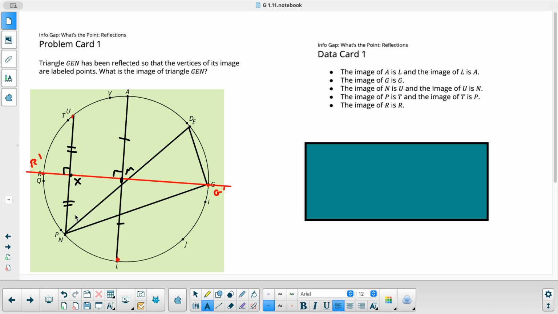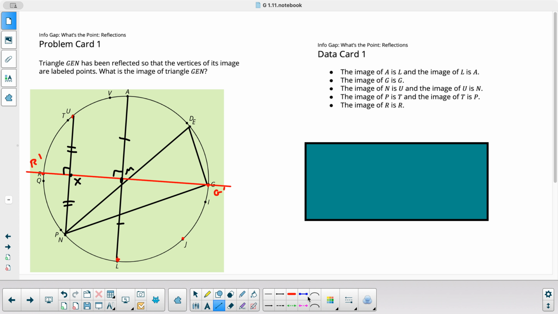So the image of N is U. The image of E is J. So let's see, G, E, N. So E would go down to J. So I guess I didn't answer this question. Whoops. It's going to be G, E, N. G stays here. E will go to J. And N will go to U.